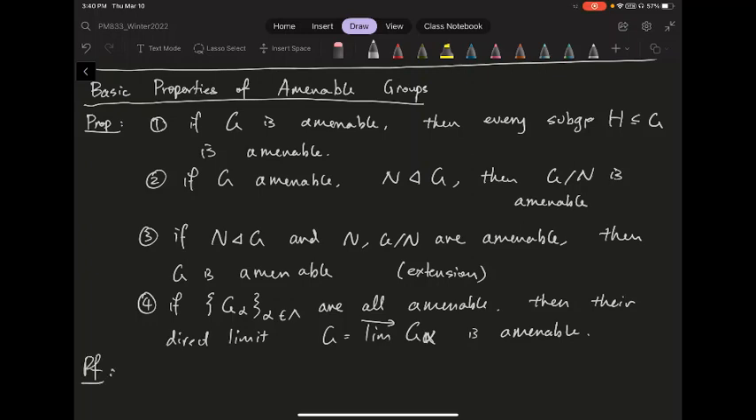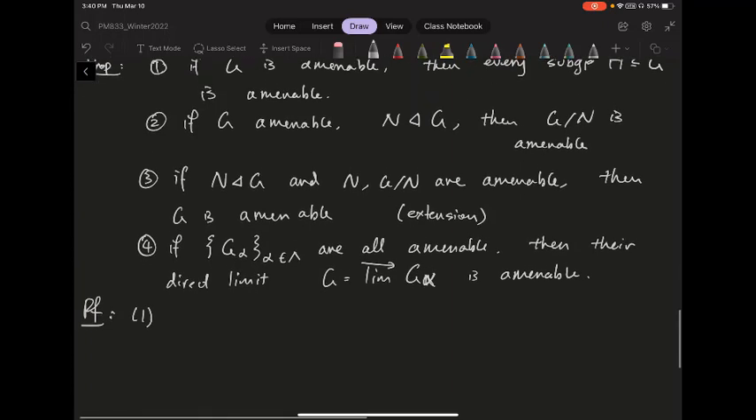Let's prove the subgroup is amenable. It turns out it's actually probably the most tricky one. So to show it's amenable, let's think about what we need to show. If G is amenable, let G have a left invariant mean on the L infinity, little L infinity. We assume our groups are discrete. So you want to manufacture a left invariant mean on the L infinity of H.